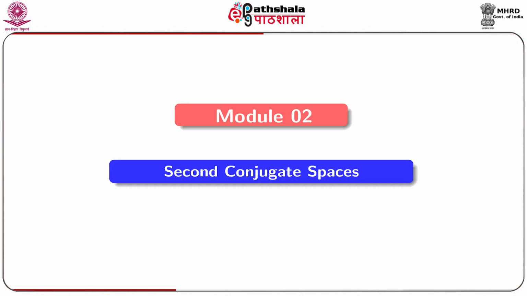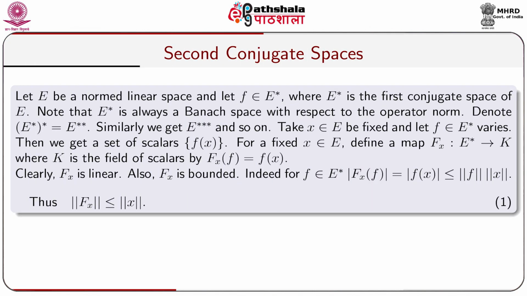Let us now start module 2 of chapter 8. The title of module 2 is second conjugate spaces. Now, let E be a normed linear space and let f belong to E star, where E star is the first conjugate space of E. That means E star is the collection of all bounded linear functionals over E. It is to be noted that the collection of all bounded linear functionals, E star, is always a Banach space with respect to the operator norm.